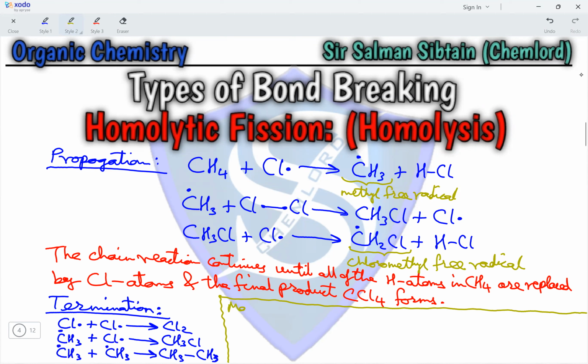So, the major product is CCl4, but there are minor products that also form, which include CH3Cl, CH2Cl2, and CHCl3. Now, these are all the products that contain one carbon atom. We have formation of ethane in the termination step. So, there are some minor products with two carbon atoms.